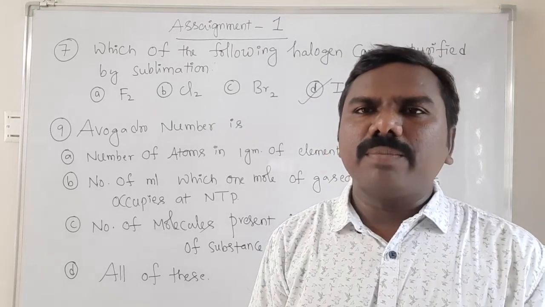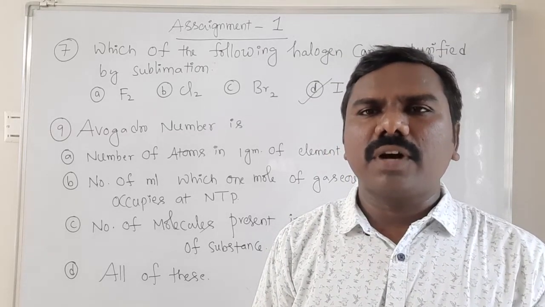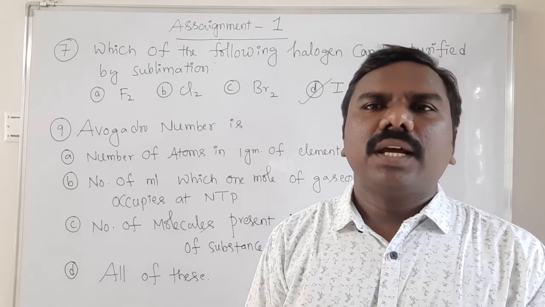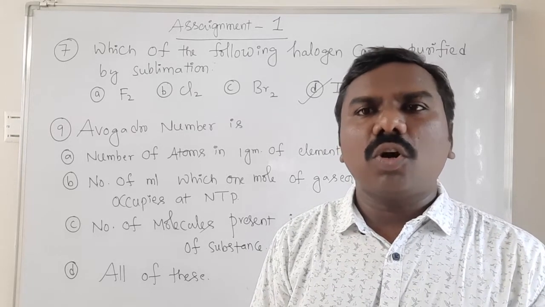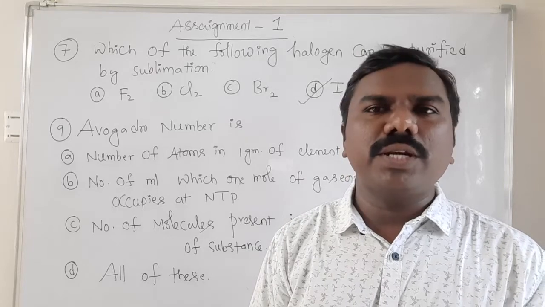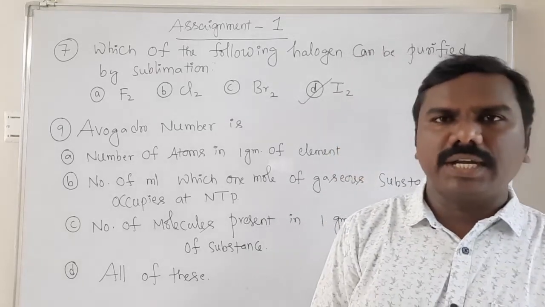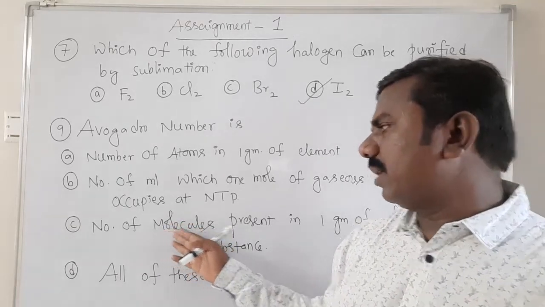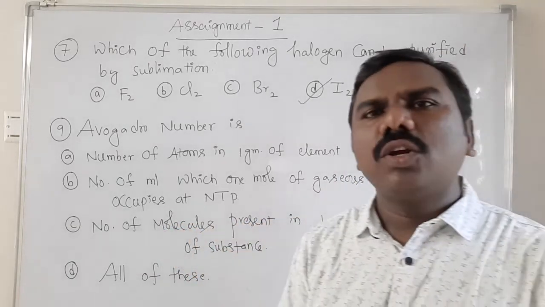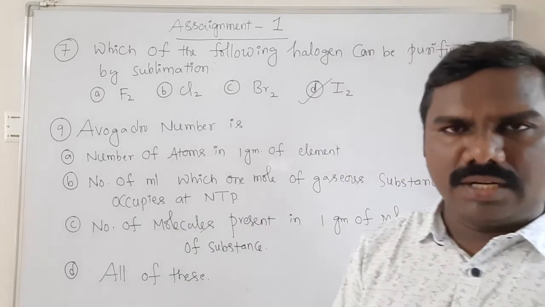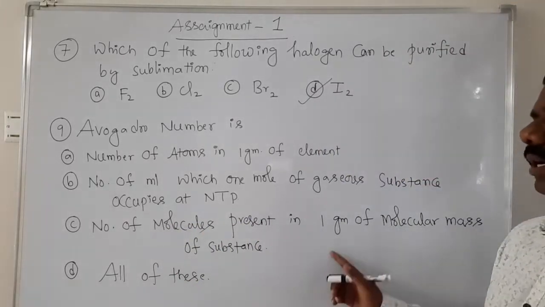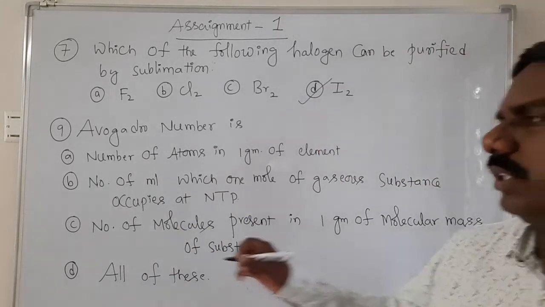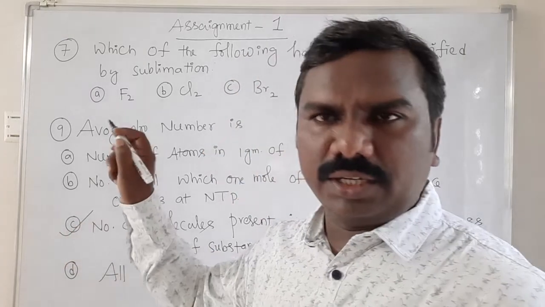So we know that the number of carbon atoms present in 12 grams of carbon is called Avogadro number, that is 6.022 into 10 to the power of 23. Similarly, the generalized form is the number of molecules present in the molar mass of a substance is called Avogadro's number. So I think the relevant option is option C, right?